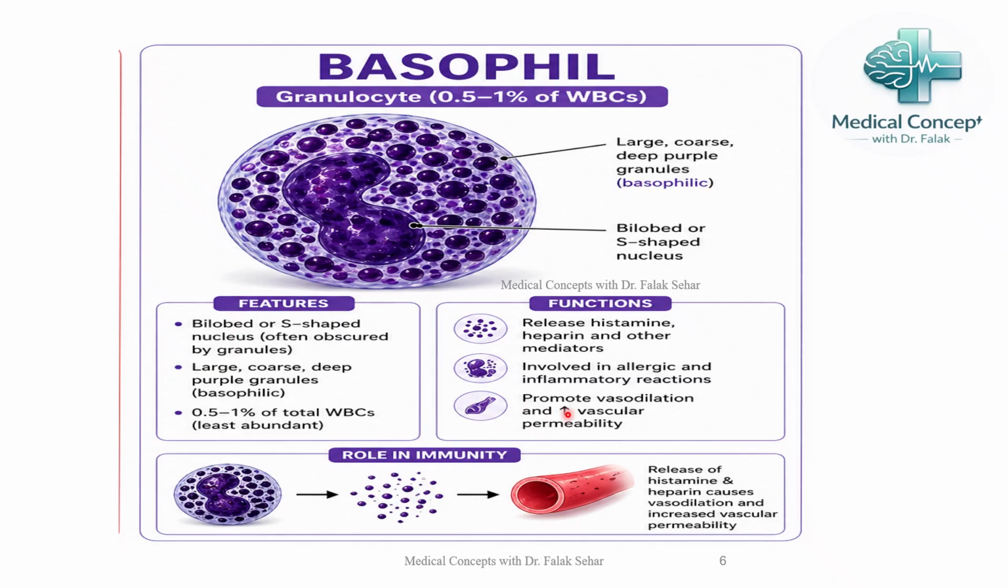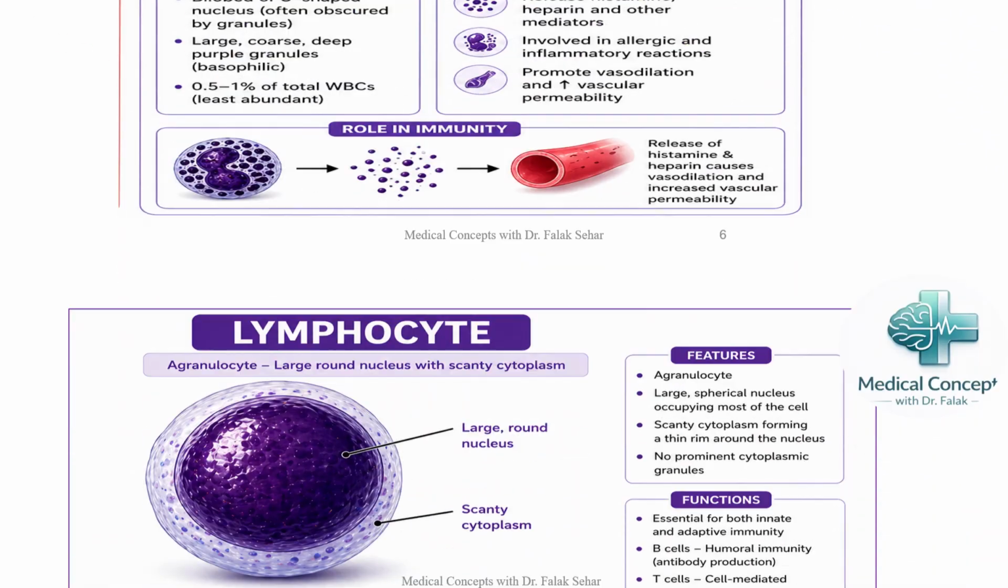These granules contain important mediators such as histamine, heparin, and other inflammatory substances. Functionally, basophils release histamine and heparin. They play a role in allergic and inflammatory reactions, and they promote vasodilatation and increase vascular permeability. In immunity, their role is mainly related to hypersensitivity reaction, where the release of histamine leads to vasodilatation and leakage of fluid from the blood vessels.